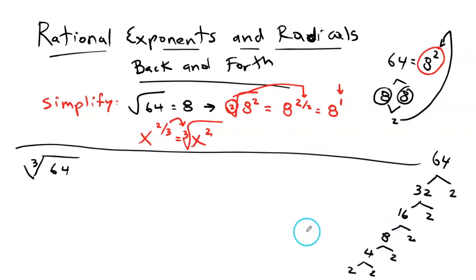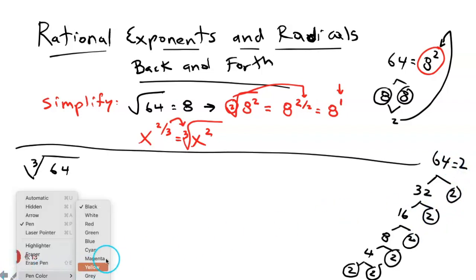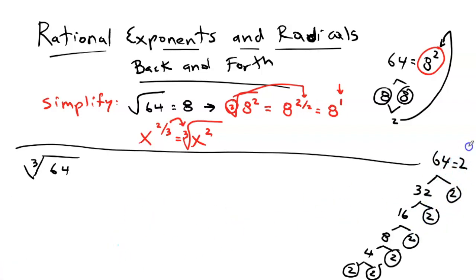Okay, let's rewrite it. Let's revise this. How many 2's do I have? 1, 2, 3, 4, 5, and 6. So 64 is the same as 2 to the 6th power. Here we go. So instead of the 64, I'm going to write cube root of 2 to the 6th power. And I'm going to rewrite it as a rational exponent. All right, 2 to the 6th power.